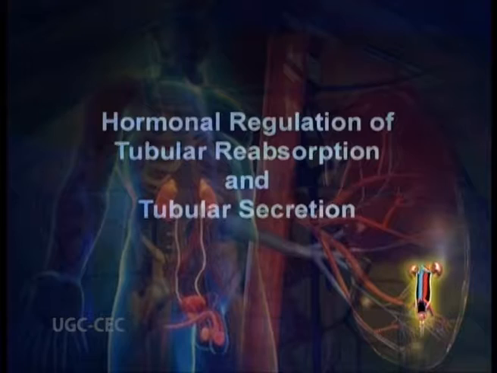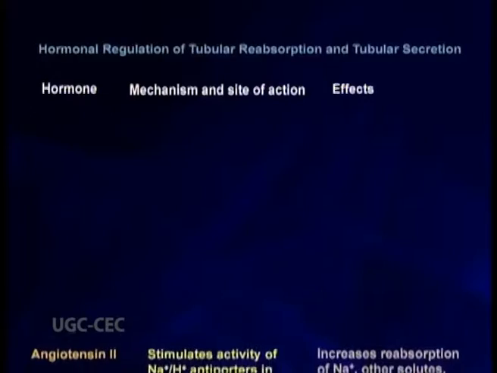Here, we will study the hormonal regulation of tubular reabsorption and tubular secretion. In the renal tubules, there are 5 hormones that affect the extent of reabsorption of sodium, chloride, calcium and water, as well as potassium secretion. These hormones include angiotensin-2, aldosterone, antidiuretic hormone, atrial natriuretic peptide and parathyroid hormone. Their mechanisms of action and effects are mentioned in the tabulated form.